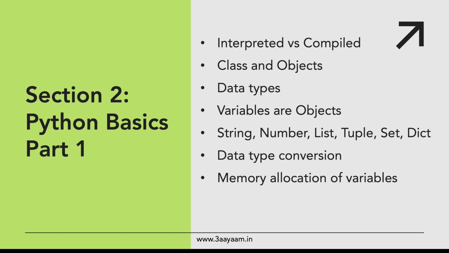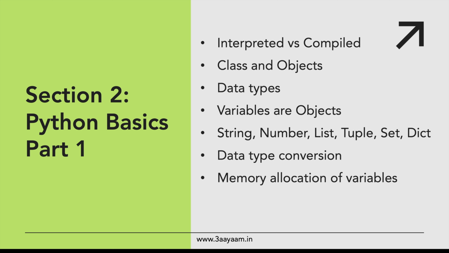Then I'll talk about the various data types that Python has and how variables are objects. That's why we need to understand classes and objects, because variables are also objects in Python. Then I'll talk about various data types like string, number, list, tuple, set and dictionary.